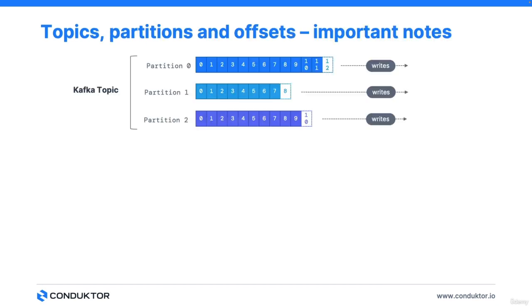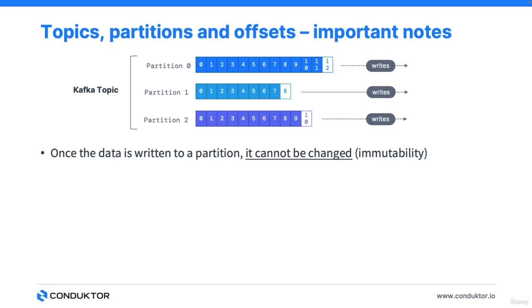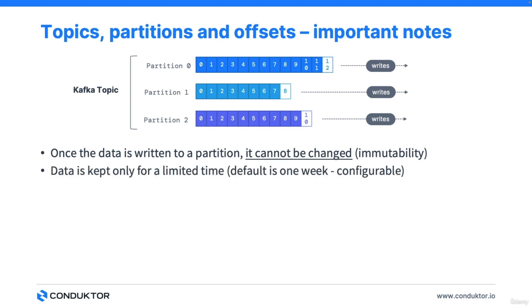Now let's note some important things about topics, partitions, and offsets. Once data is written to a partition, it cannot be changed. That's called immutability. It's very important you understand this. Data in Kafka is only kept for a limited time, and the default is 1 week, although that is configurable. That means that after 1 week, your data will disappear. The offsets only have a meaning for a specific partition. As you can see, the offsets are repeated across partitions.